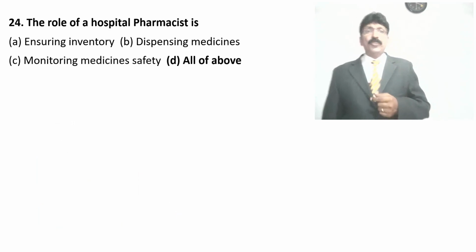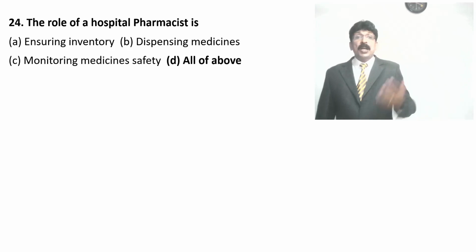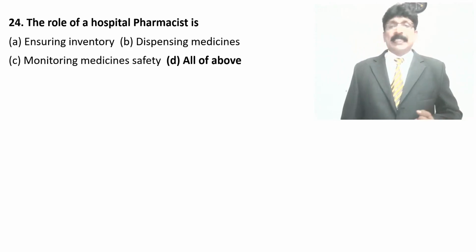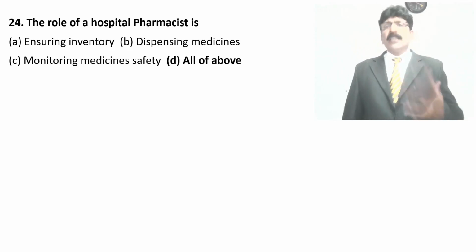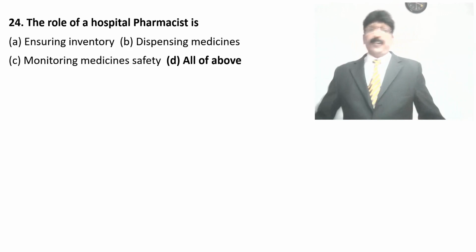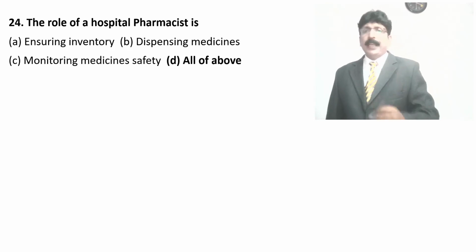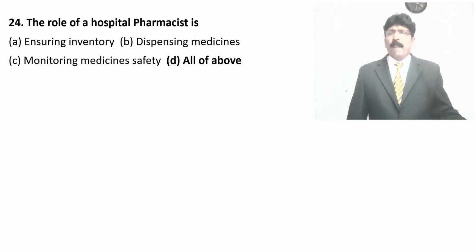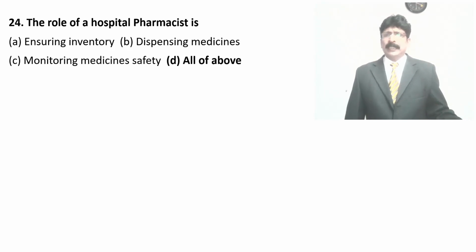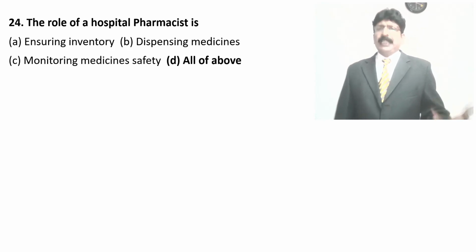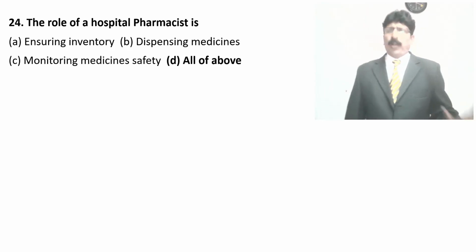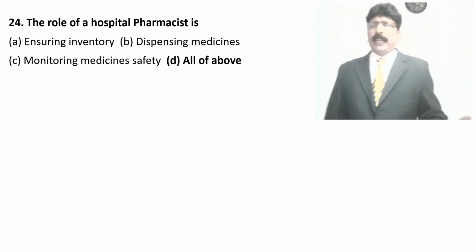Now question 24, next question: what is the role of a hospital pharmacist? They are given some choices, like ensuring inventory control, entry of ledger and maintaining the trial balance. Inventory control is very important: invoices, incoming drugs and drug distribution, everything should be recorded.